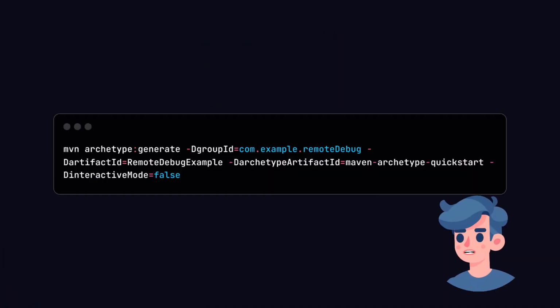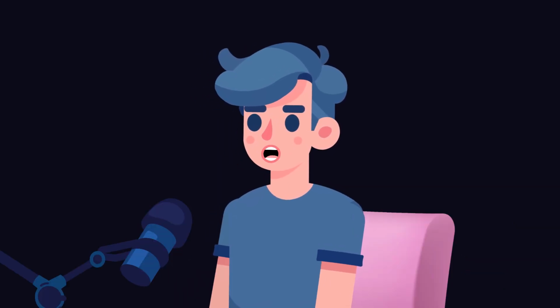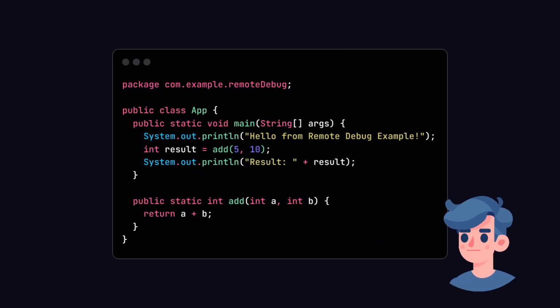Here's a simple configuration for a Maven project. Open your terminal and create a new directory for the project, navigate to it, and run the following command. This command will create a new Maven project. Once the project is ready, navigate to the project folder in IntelliJ IDE. Now let's update the app.java file with a simple implementation.